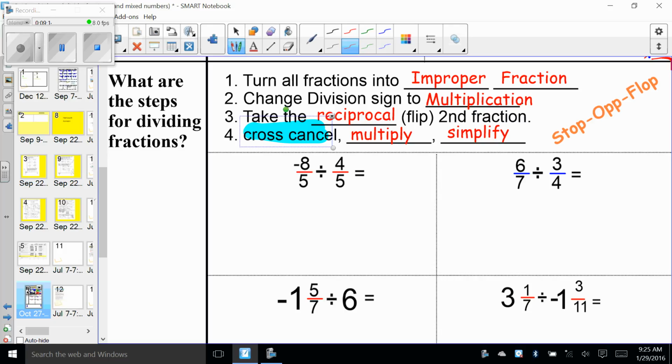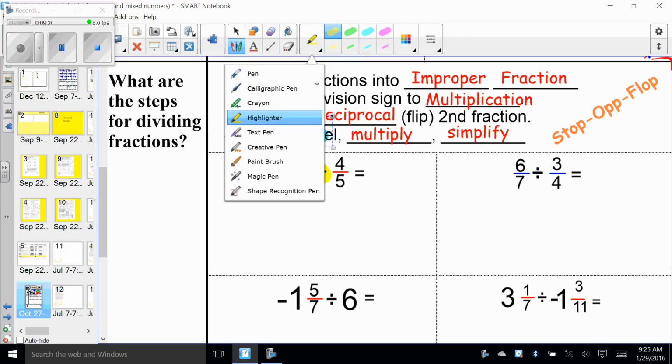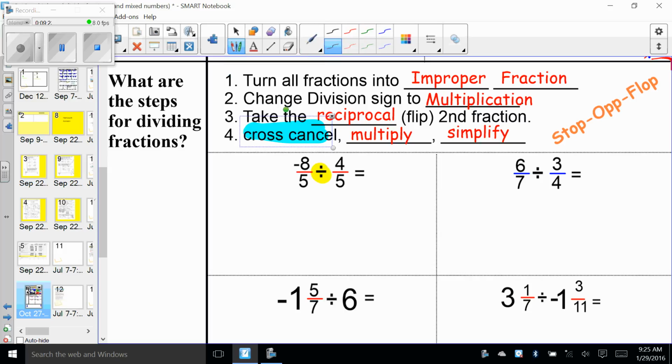Okay, group, so stop, op, flop. That just means basically when we have a division problem here, so you see this division sign in the middle, you should be thinking, oh no, I have to do something because we don't subtract and we don't divide. So we're going to go ahead and stop sign. Leave that alone. There's your hand. Leave that alone. We're going to change the operation to the opposite. That's what that op means. Opposite operation. It's always going to turn into multiplication. Always. And then we're going to flop or take the reciprocal of the second fraction. So I take that 4/5 and I flip it and make it 5/4.